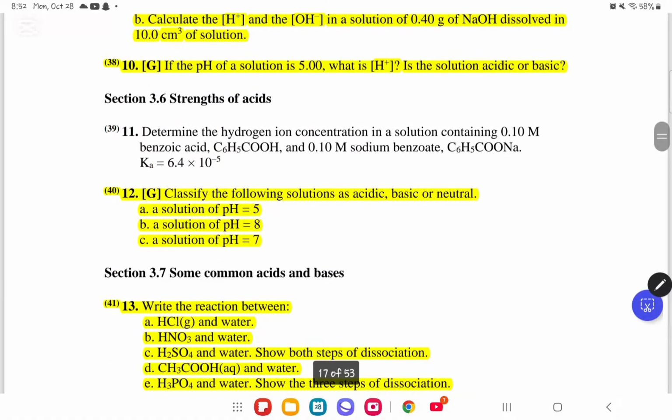Now, we are left with 12. We just need to define if a solution has a pH of 5, then it's definitely acidic. If it has a pH of 8, it is basic, and then if it has a pH of 7, then it is neutral.